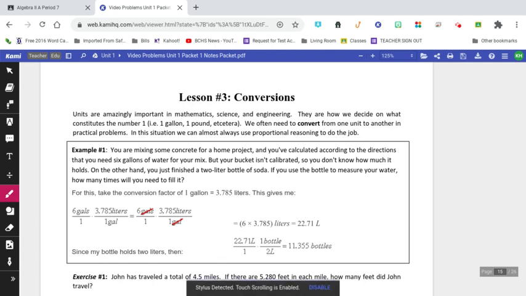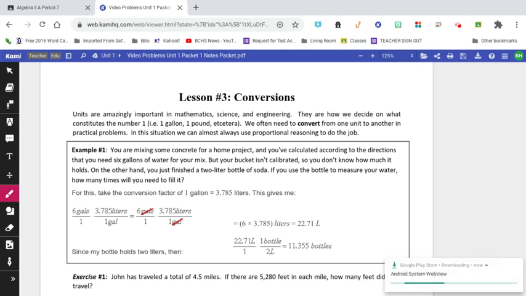All right, so our next lesson is on conversions. Units are amazingly important in mathematics, science, and engineering. They are how we decide on what constitutes the number one, for example, 1 gallon, 1 pound, and so on. We often need to convert from one unit to another in practical problems. In this situation, we can almost always use proportional reasoning to do the job.